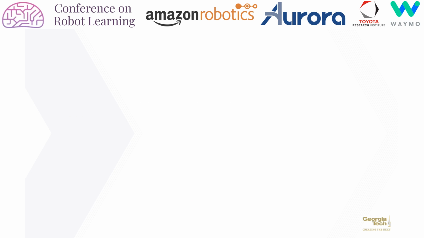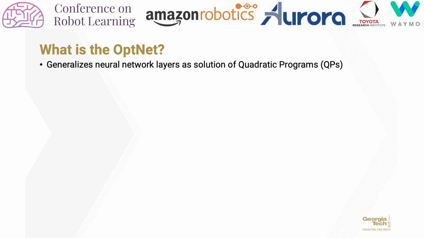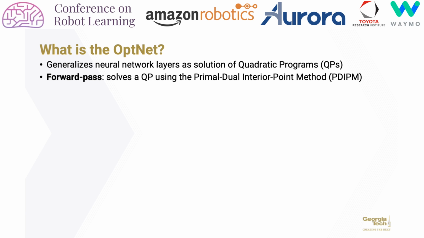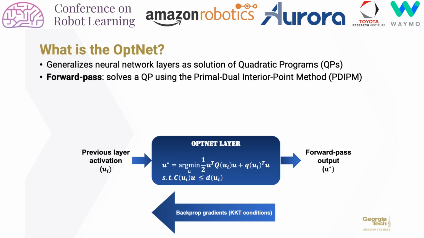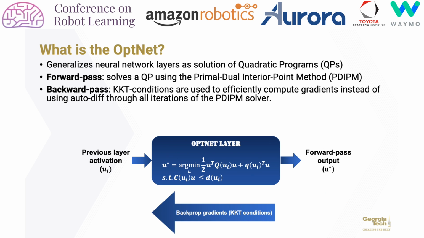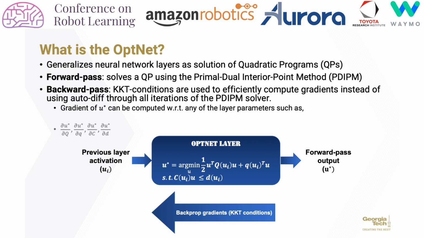Finally, we look at the OptNet differentiable convex optimization layer, which generalizes a neural network layer as the solution to a quadratic program. In the forward pass, an interior point solver outputs the solution to the QP. Notice that the inputs to this layer come from activations from previous layers, which could be regular neural network layers or other OptNet layers. In the backward pass, instead of using autodiff and backpropagating through the unrolled interior point solver, the KKT conditions are used instead to compute gradients efficiently. This allows computing gradients with respect to any of the layer parameters, which could be components of the objective function or of the constraints.